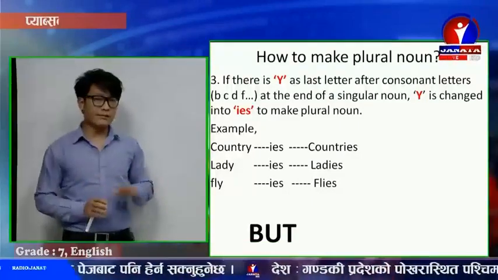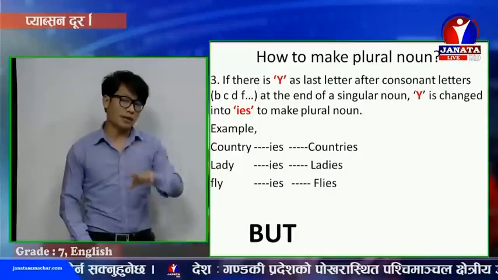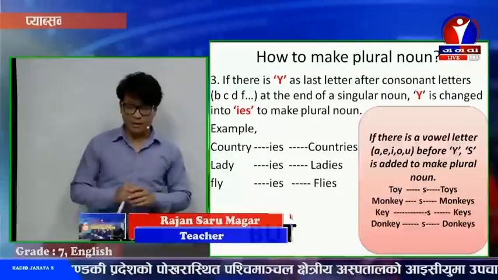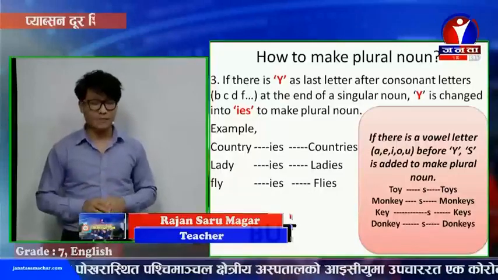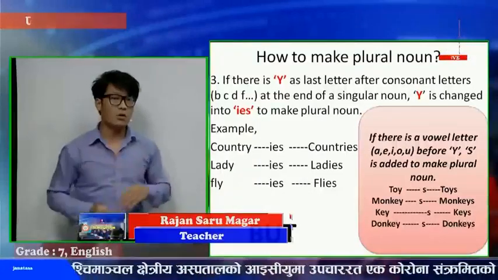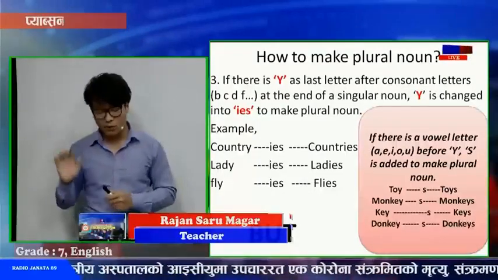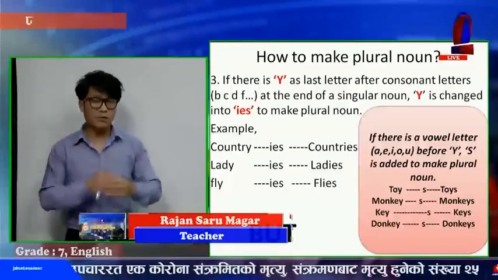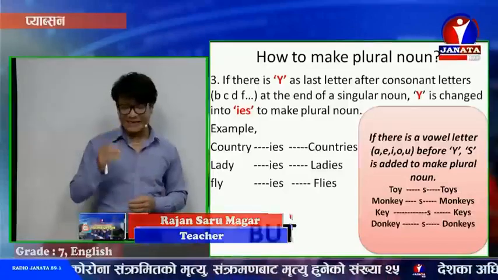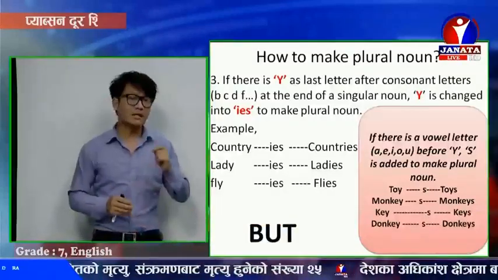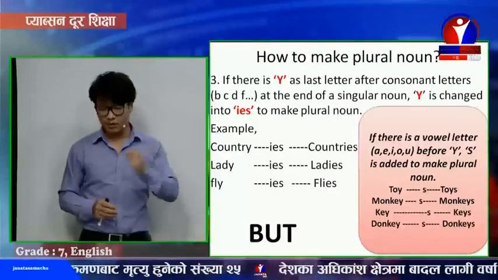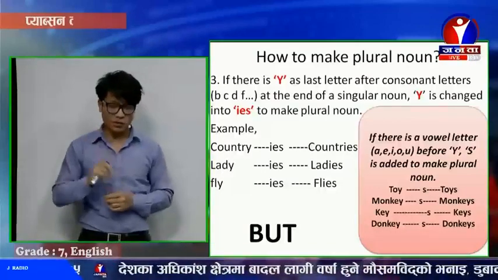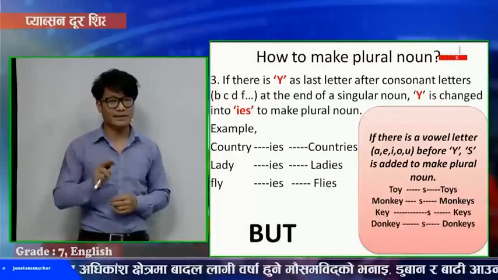But this is the rule if there is a consonant letter before Y. What will it be if there is a vowel letter, obviously you know A-E-I-O-U, 5 letters? If there is a vowel letter before Y, S is added to make a plural noun, like T-O-Y, toy, and we need to add S, and it becomes toys. T-O-Y-S, toys.